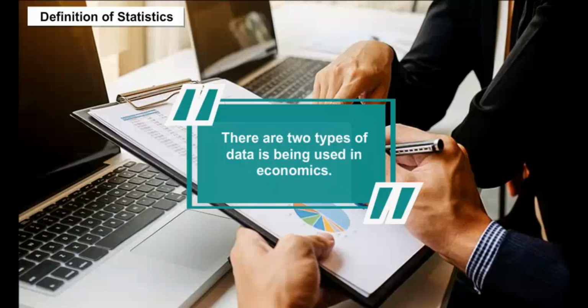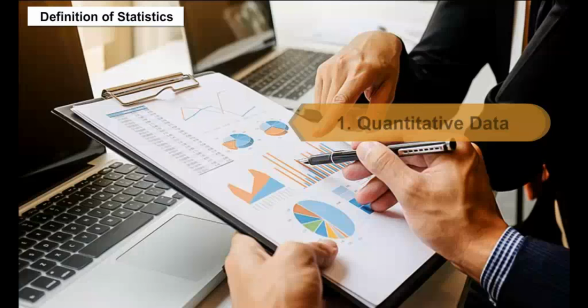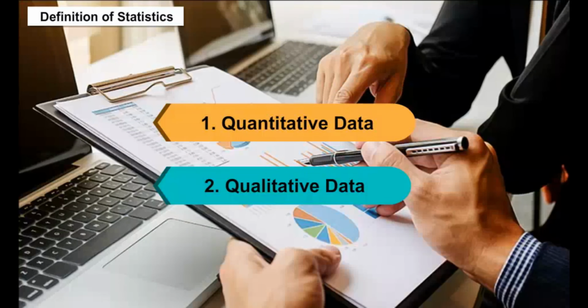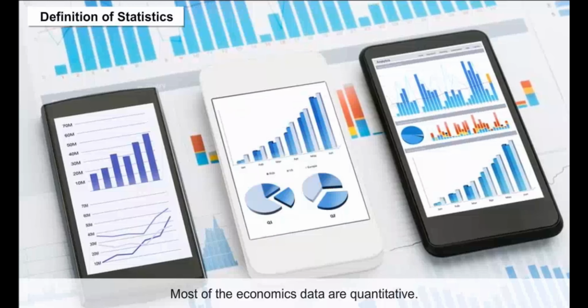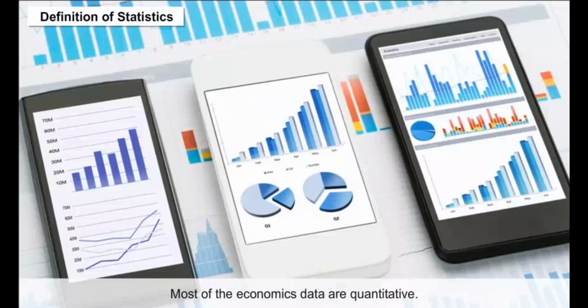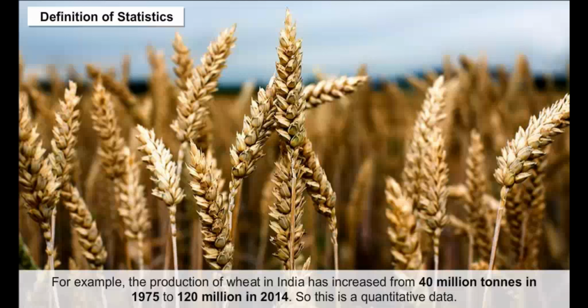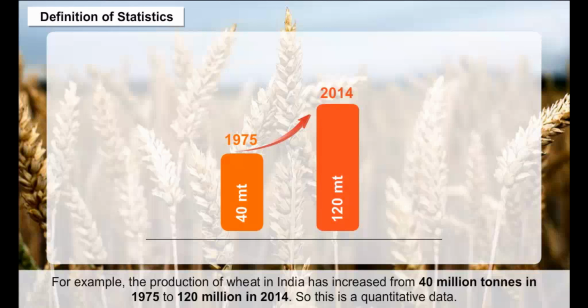There are two types of data used in economics: one, quantitative, and two, qualitative. Quantitative data. Most of the economic data are quantitative. For example, the production of wheat in India has increased from 40 million tons in 1975 to 120 million tons in 2014. So this is quantitative data.